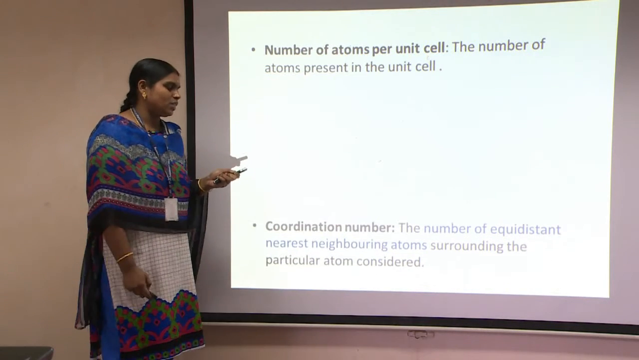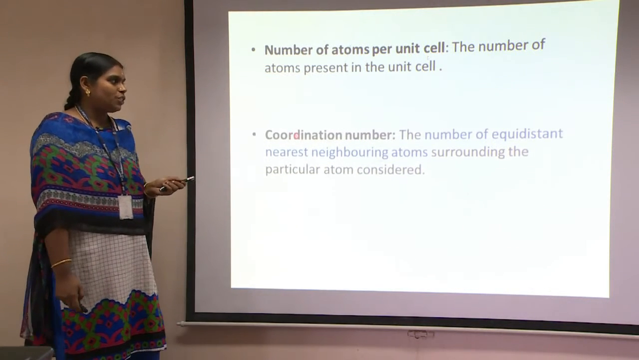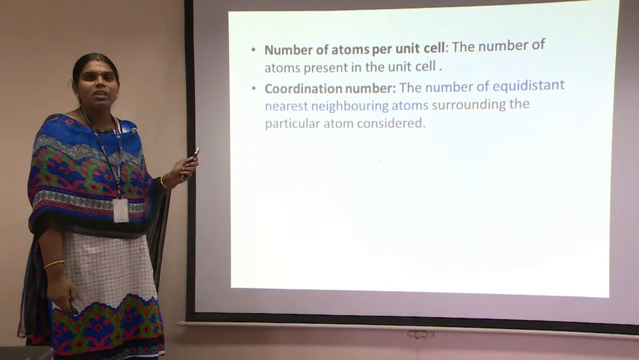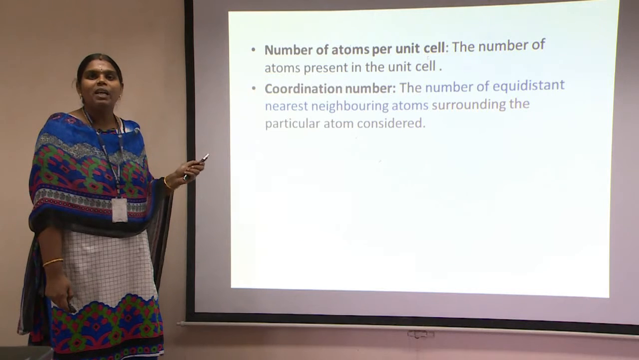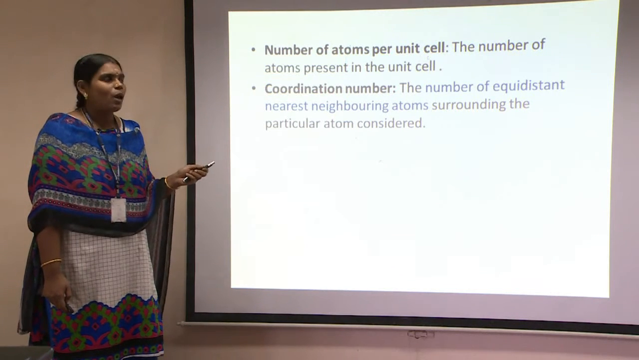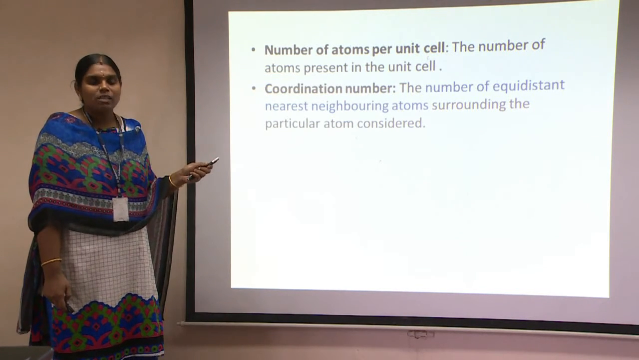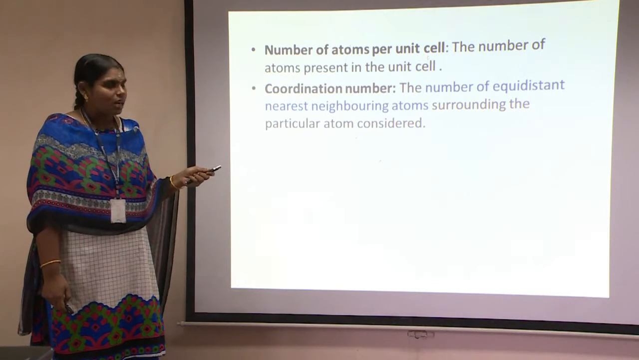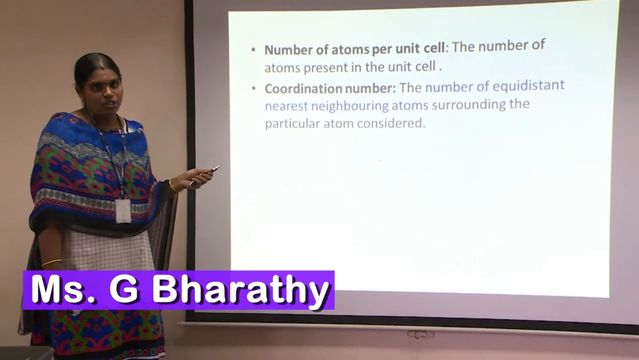The second characteristic is what we call the coordination number. The coordination between the atoms gives the binding property of a crystal. We say a crystal structure is closely packed, or a crystal structure is loosely packed. How are we able to distinguish that? That is because of this coordination number.